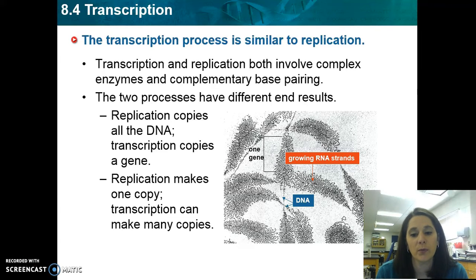Just an extra slide for you to take a look at in comparing replication and transcription. They're very similar processes, except replication is making new DNA versus transcription is making copies of a gene into RNA so we can use it to make a protein.